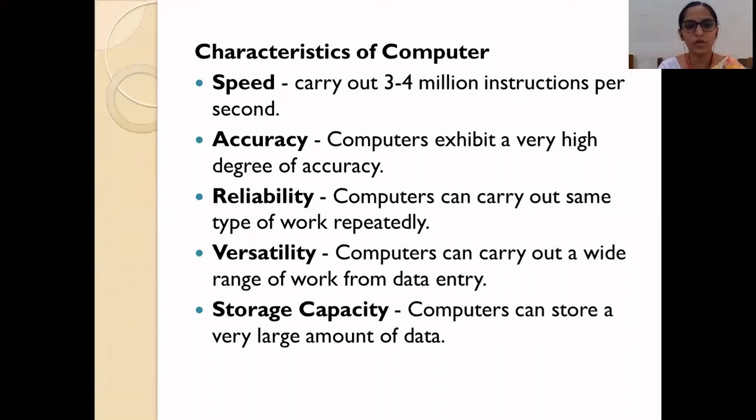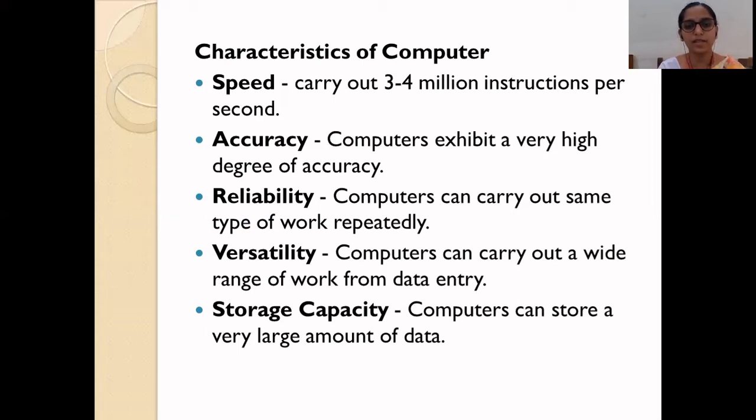Why? Because if the user assigns correct input, the computer can generate proper or accurate output. If the user assigns the wrong input, it will not generate proper output. Okay, the third characteristic is reliability. A computer can carry out the same type of work repeatedly. It's reliable to do that work, as compared to a human being, it can fluently do its task.